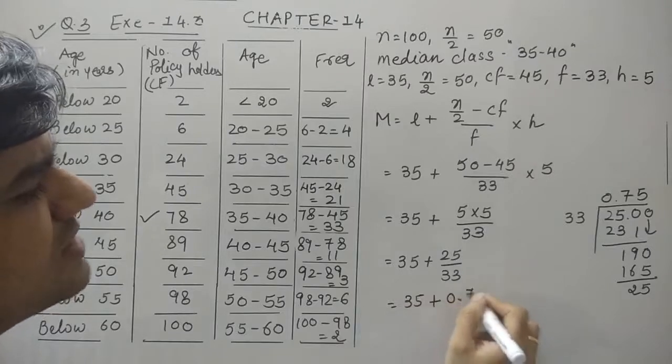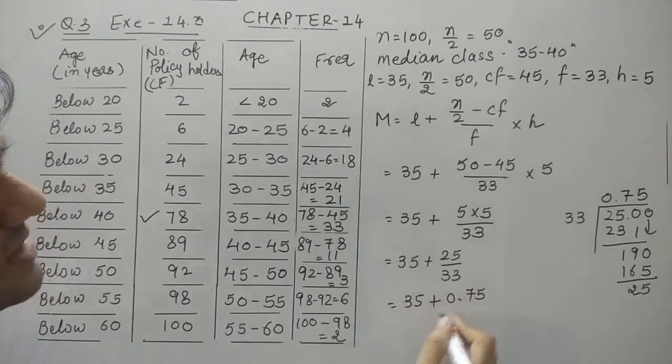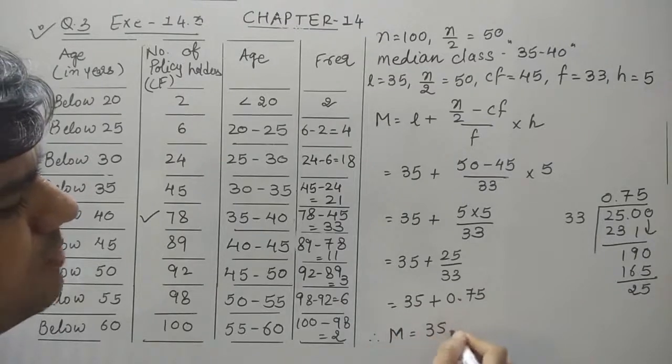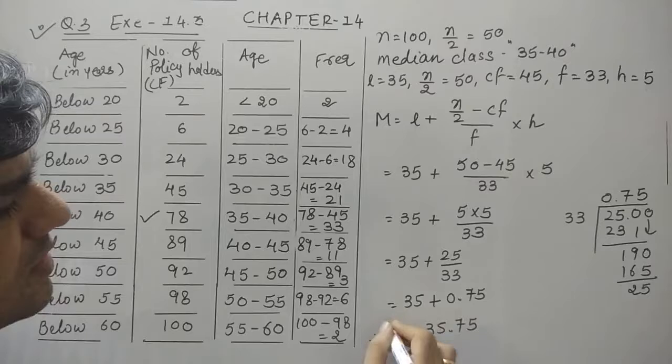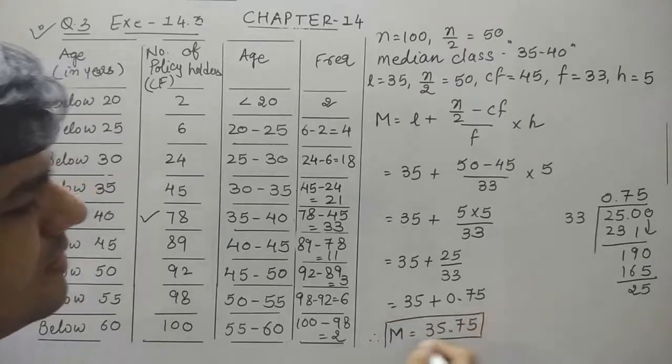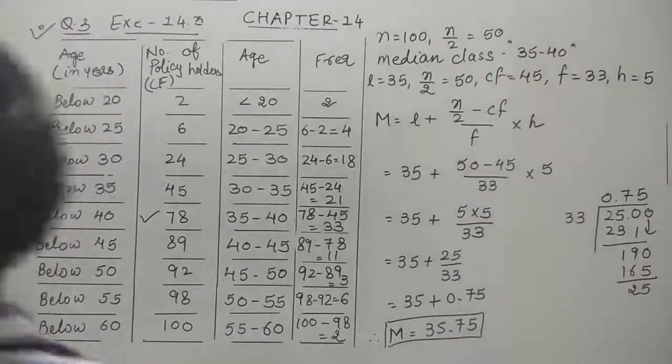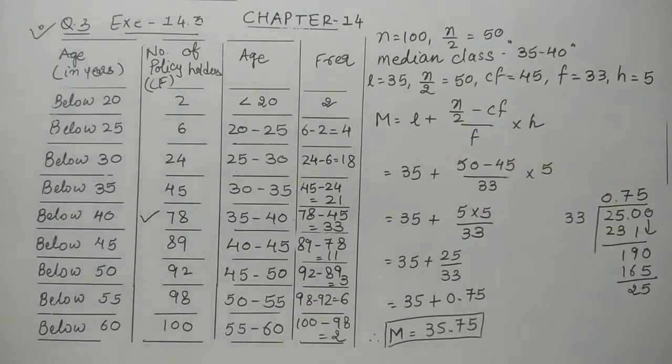35 plus 0.75. So m is equal to 35.75. This is the median age, and as we discussed, it always lies within the median class. It will always remain between the median class limits. Thus, the median class has to be found out first.